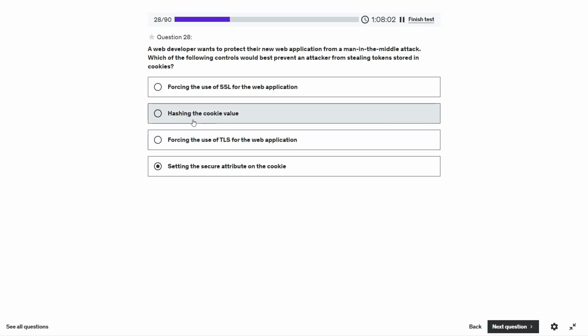Hashing is also there, but hashing is only used to check the integrity, that it's not modified, whereas the secure attribute will keep you secure and confidential.